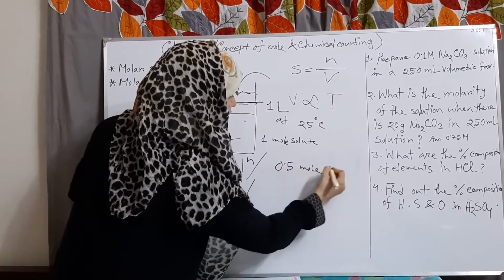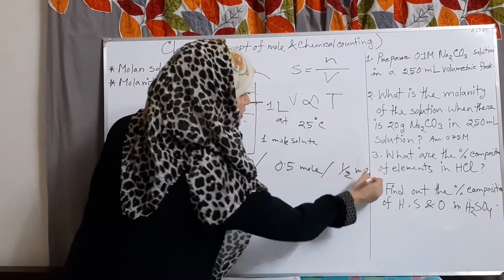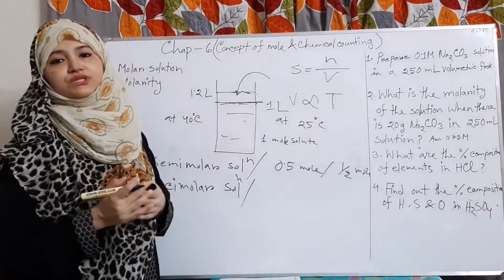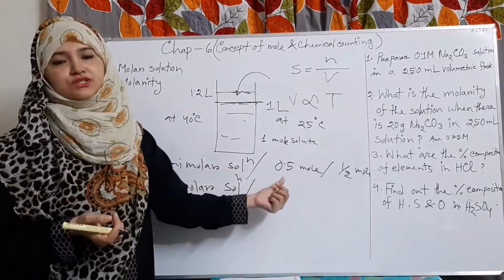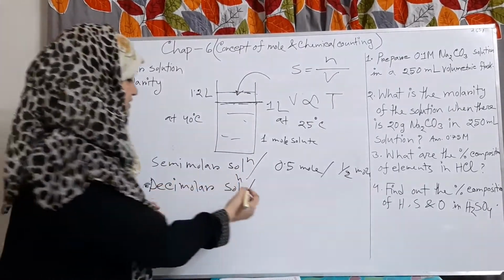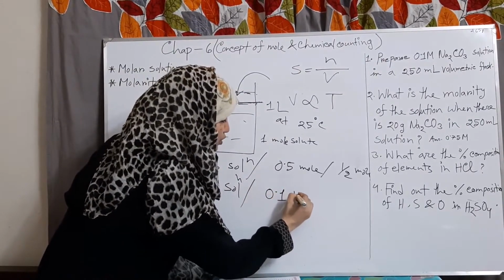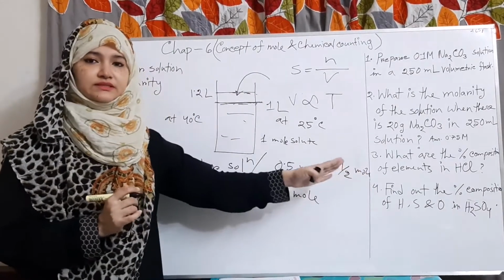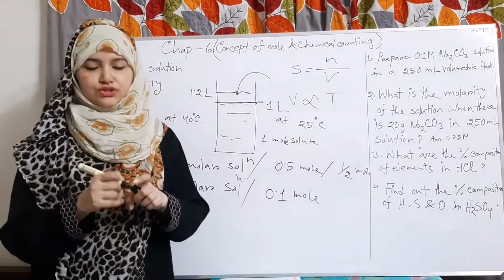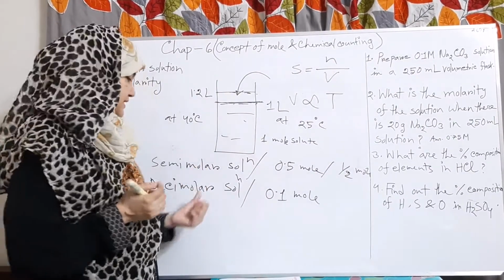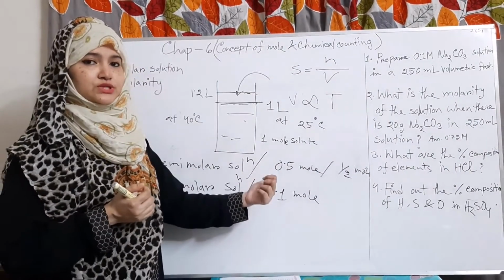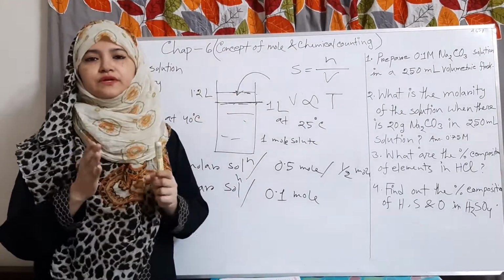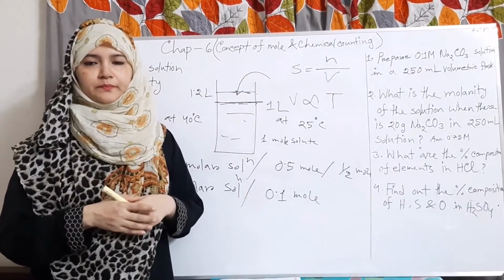When 0.5 mole, that means half mole of solute, is dissolved in 1 liter of solution, then this solution is known as a semimolar solution. And if we take 0.1 mole of any solute in 1 liter of solution, then this solution is considered a decimolar solution. What is a semimolar solution, what is a decimolar solution, what is a molar solution, what is molarity? Very, very important definitions for your exam paper.